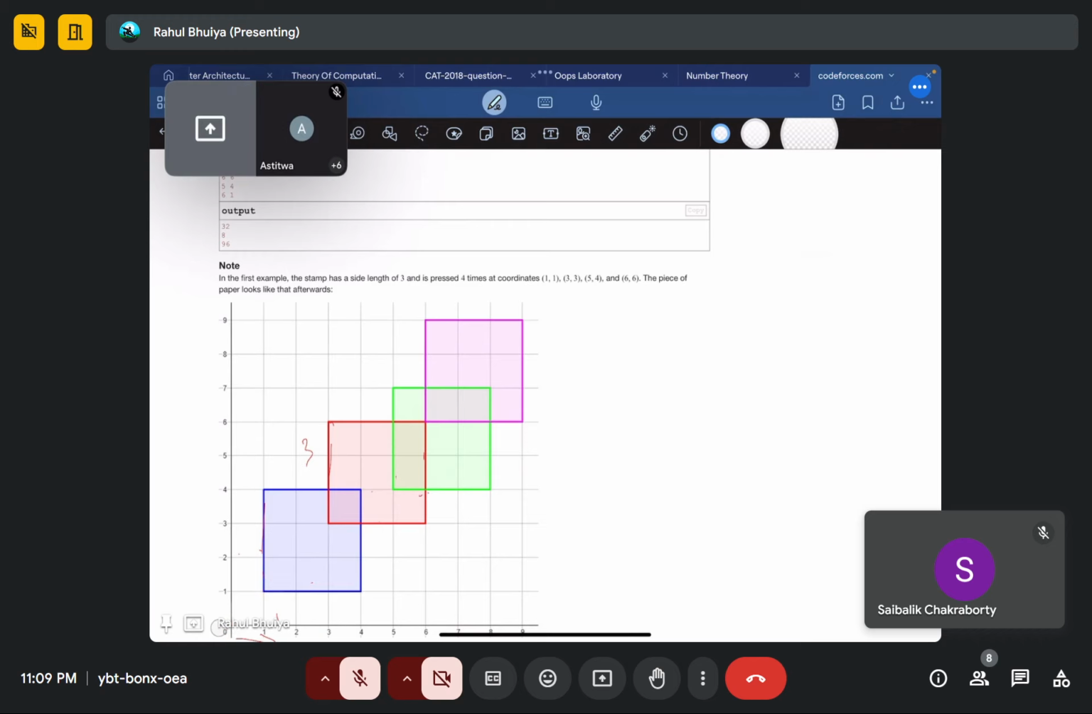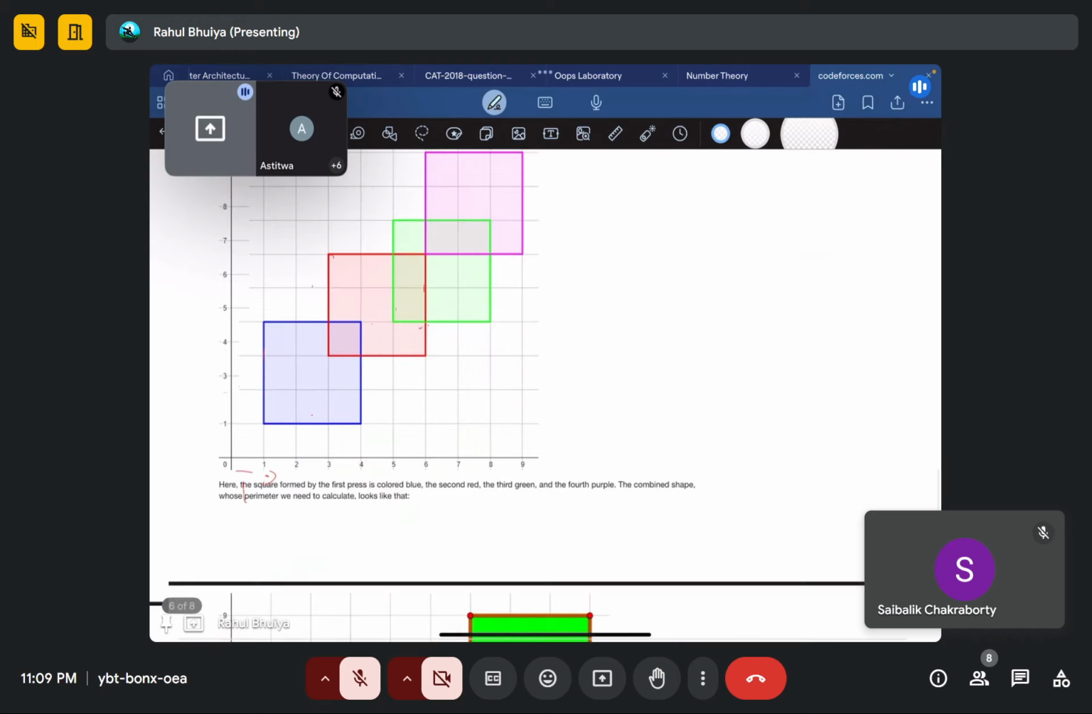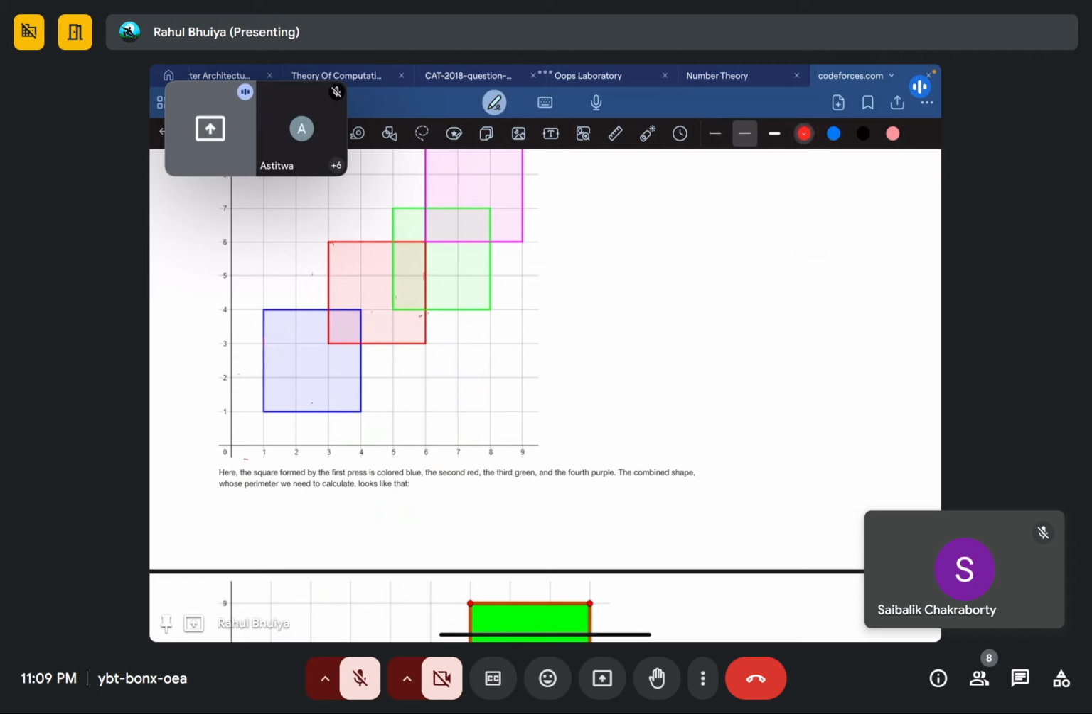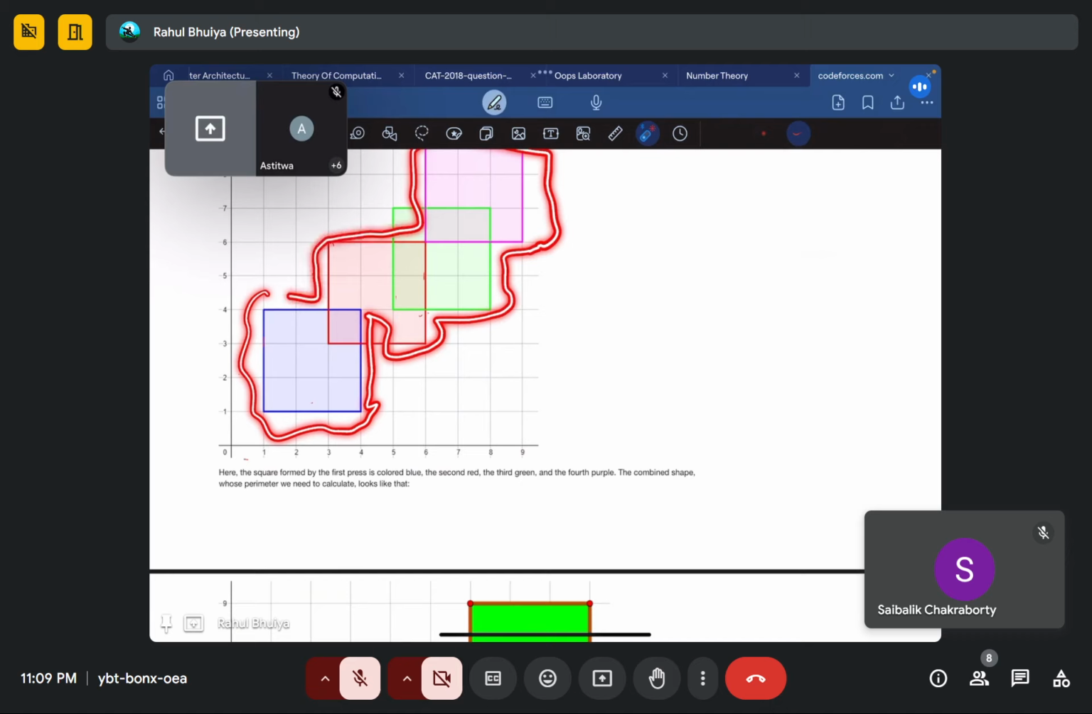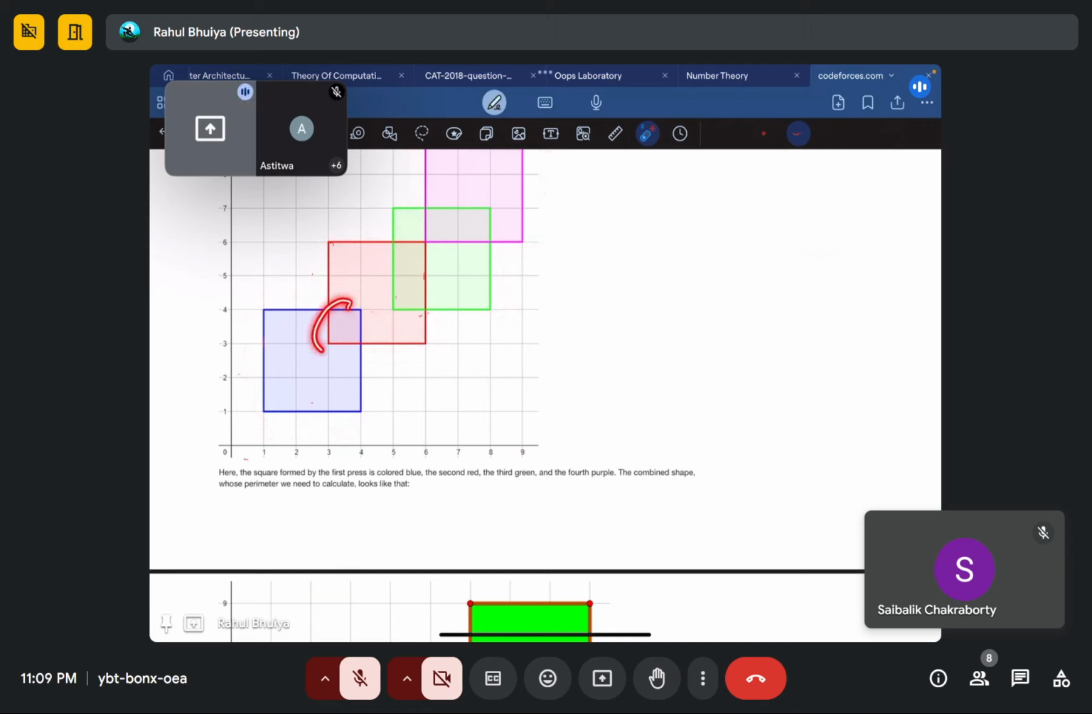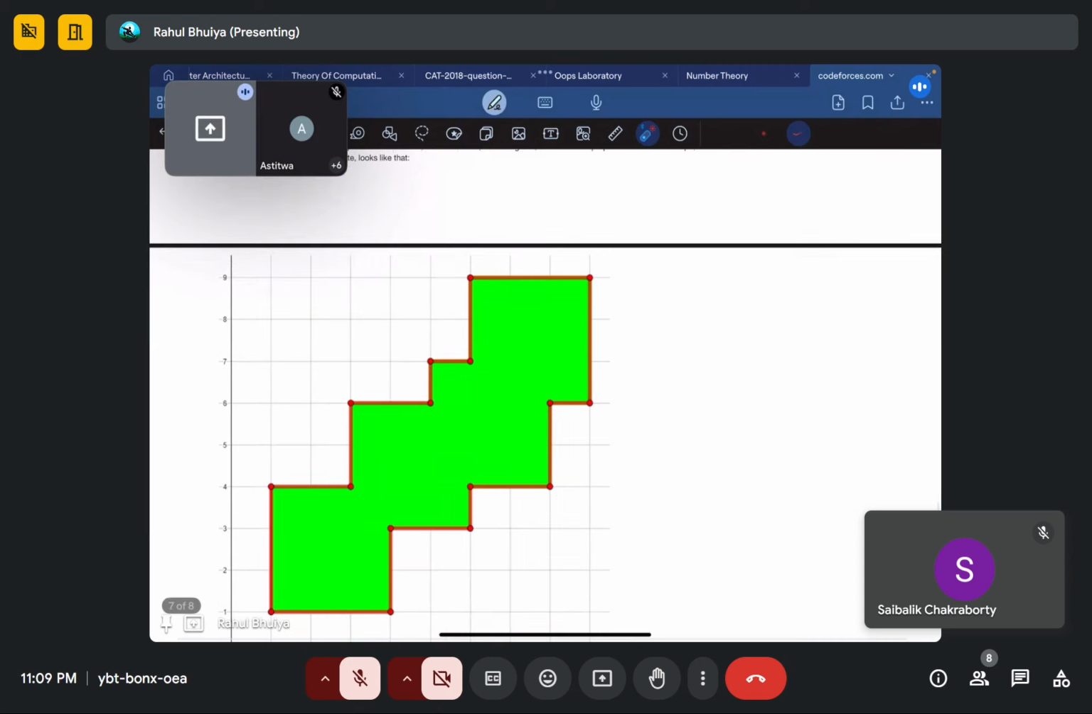So we are asked to find the perimeter. The perimeter is just this one. This is the outside edge, this whole part. We have to ignore this part, this part, this part, all the inside parts. Like this is the perimeter. This was the perimeter.